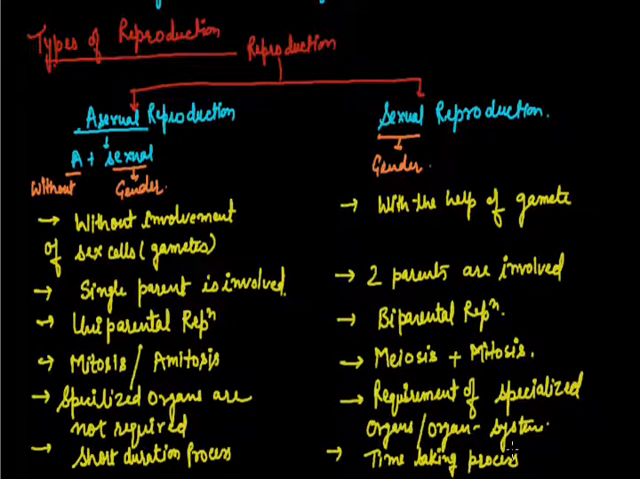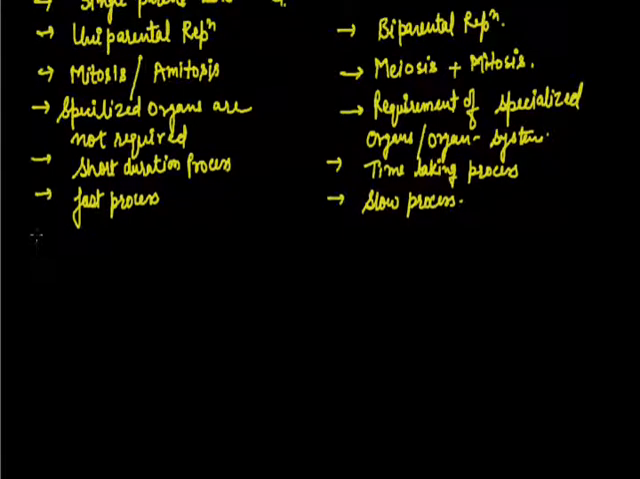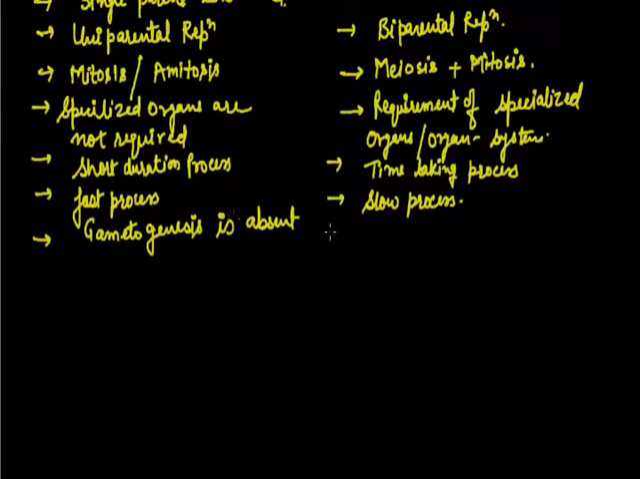A lot of differences are between asexual and sexual reproduction. It's a fast process, while sexual reproduction is a slow process. Now the question can arise: why is it so fast? The point is that various steps which are found in sexual reproduction are absent in asexual reproduction, like gametogenesis. It's the formation of gametes. There is no requirement of gametes, while it's present in sexual reproduction.